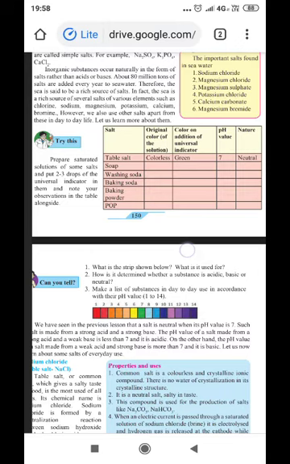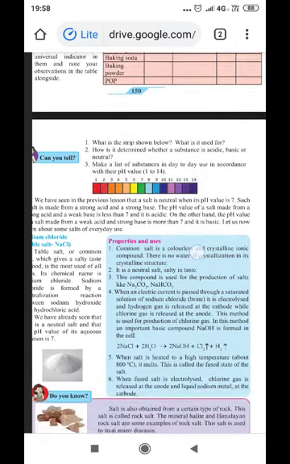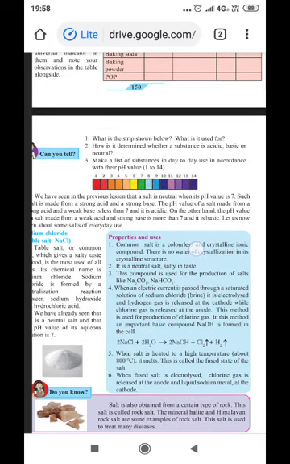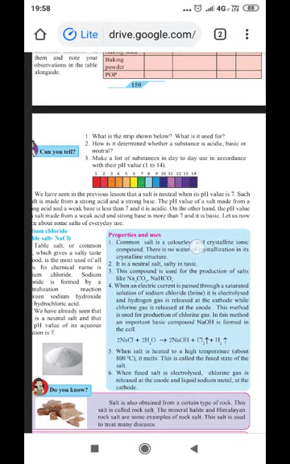Now we'll move to the nature of the salts. How to identify the nature of the salts? What is the strip given below? The strip given below is called pH paper. What is its use? It is used to identify the strength and the nature of a solution or substance. How is it determined whether the substance is acidic, basic, or neutral?